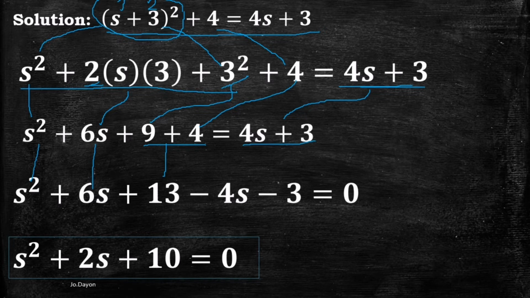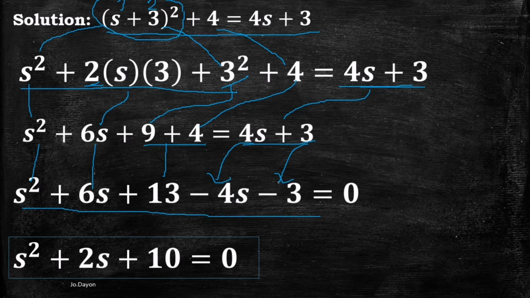Or if you find it difficult to remember, you just try to recall the transposition, that this 4s plus 3 will be transposed to the other side. This is positive, so once transposed to the other side of the equation, it becomes negative 4s. And this positive 3 transposed to the other side becomes negative 3. So the right side of the equation now becomes 0. And after that, we are going to combine the terms that are similar.